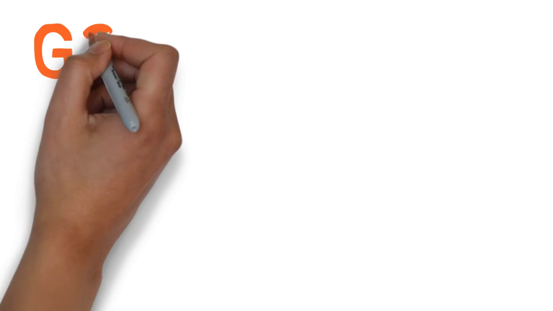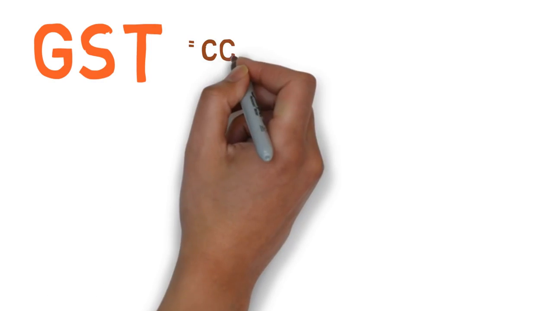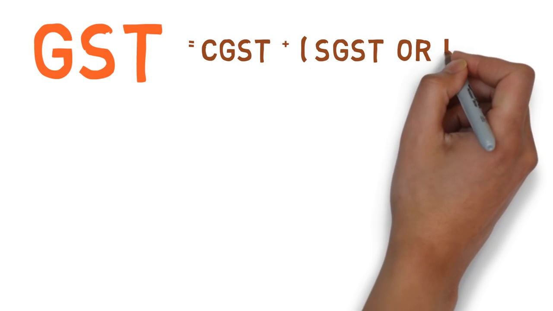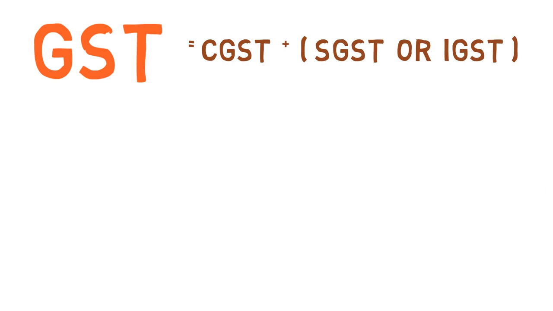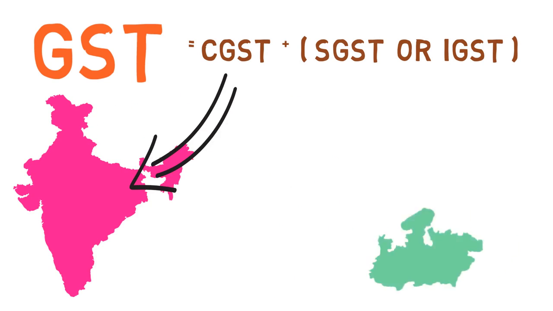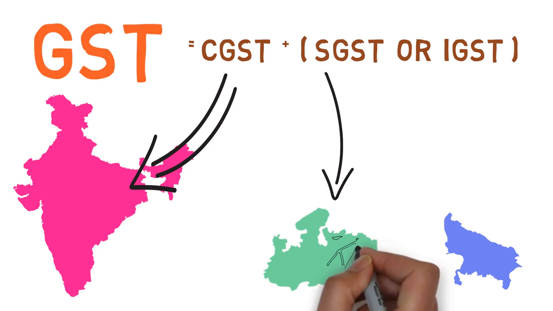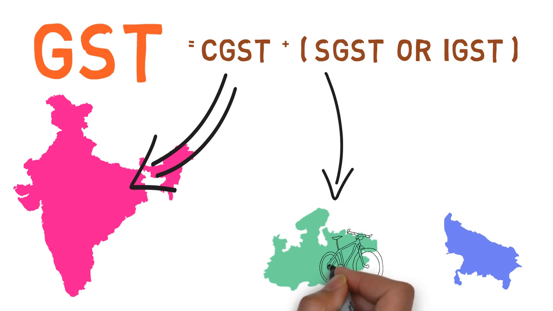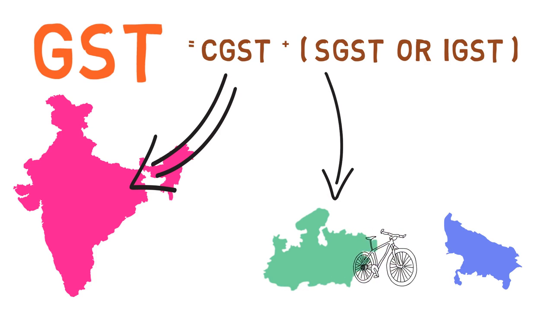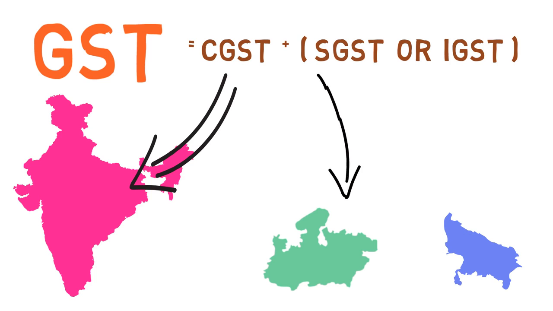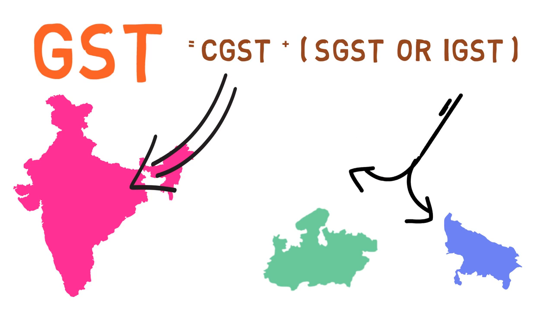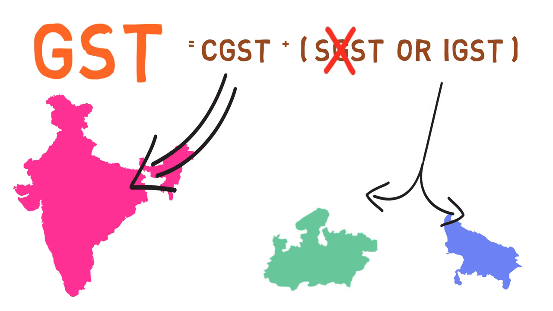Let's take GST in details. GST is a combination of CGST and SGST or IGST. CGST is central GST, which is paid to the central government. SGST is the state GST which is paid to the state government, and IGST is the integrated GST which comes in the situation when goods and services move interstate. For example, product A is manufactured in Madhya Pradesh and sold in Uttar Pradesh, so IGST is distributed between both the states. In this case, SGST will not be collected.